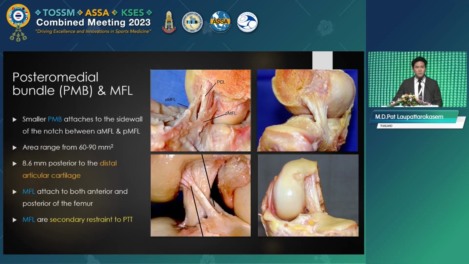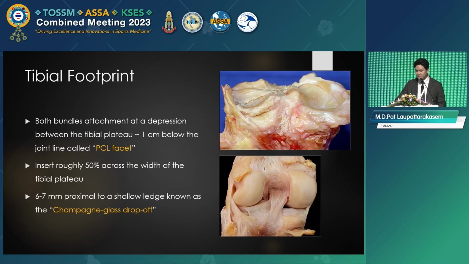The smaller posteromedial bundle attaches to the side wall between the anterior and posterior meniscofemoral ligament, with an area ranging from 60 to 90 square millimeters. The posteromedial bundle is located 8.6 millimeters posterior to the distal articular cartilage. The meniscofemoral ligaments attach anterior and posterior to the femur and act as a secondary restraint to posterior tibial translation.